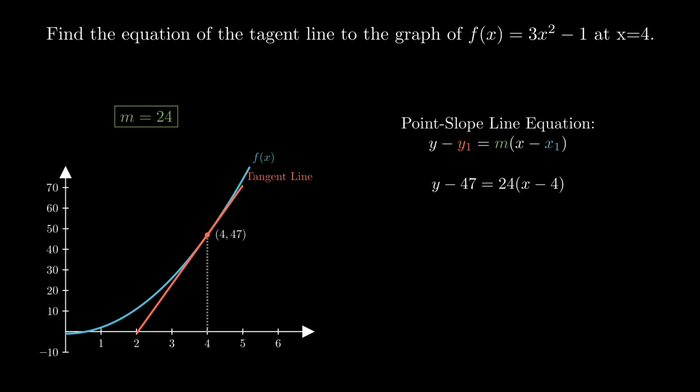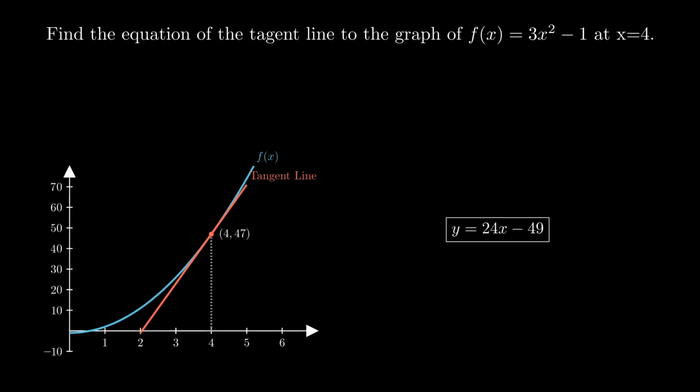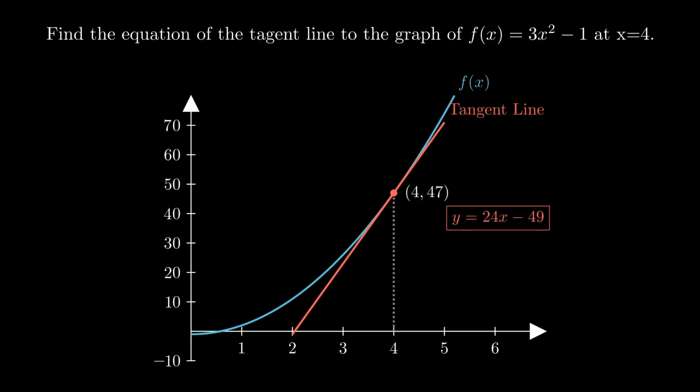and we can get a nice equation for the line. And purely for aesthetic purposes, we can even go ahead and simplify this further, just so we can get a nice gradient-intercept form. Looking back at our diagram, this now tells us that this red line's equation is y equals 24x minus 49.